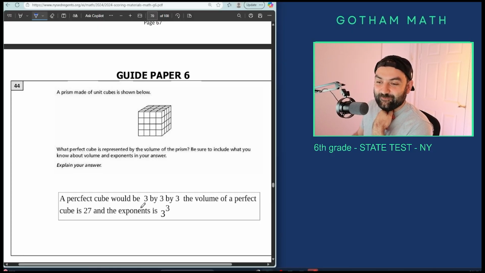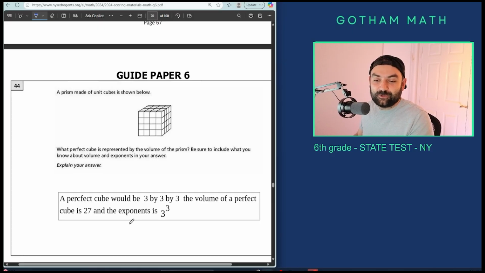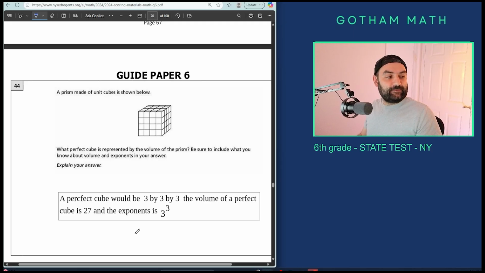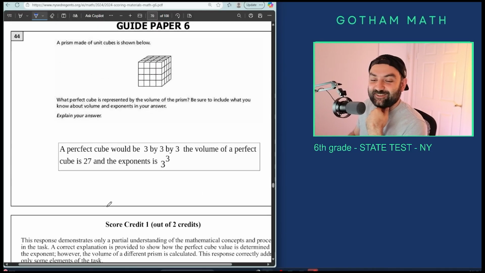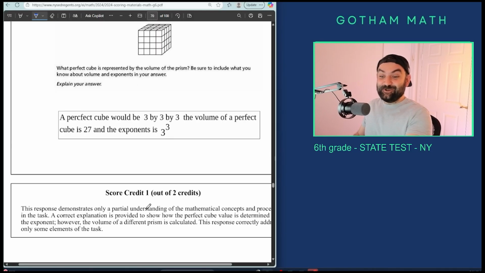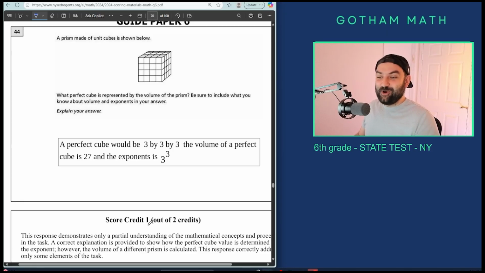Man, there are so many. A perfect cube can be 4 times 4 times 4, 5 times 5 times 5. He didn't even spell perfect the right way. Perfecto. Okay, so 1? That's probably because he used an exponent. It shows understanding of the word exponent? I don't know. That's very generous.